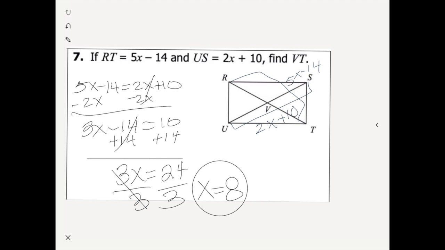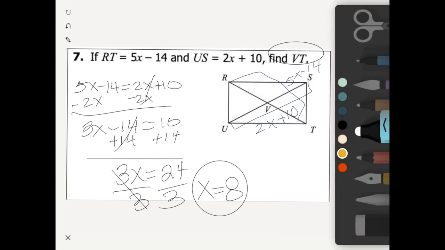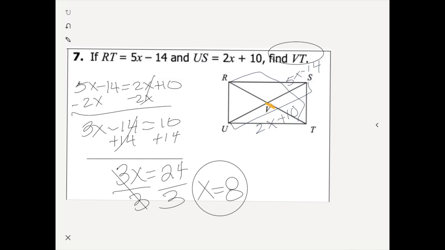However, they didn't ask us for x. They asked for VT. So if they want to find VT, VT is just half. Let me highlight that right now. VT is just half of the diagonal. So in order to find VT, we could actually plug it into either one of these. We could plug it into this or we can plug it into this because they're both congruent, right? But we need to find half of the diagonal. So once we find the length of the whole diagonal, we just divide it by 2.